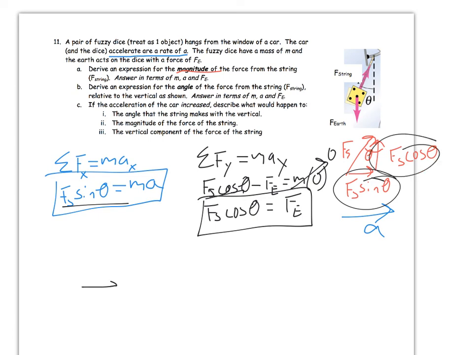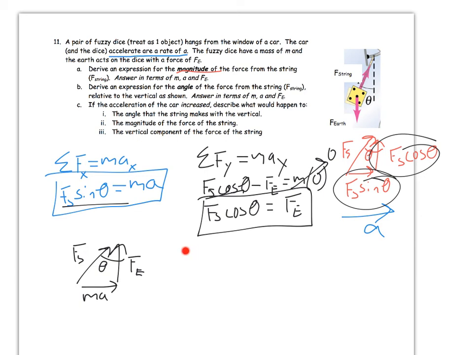So if I'm thinking about my force of the string, I can say that this x component is simply ma, and this y component is simply Fe, because these really were expressions. Fs sine of theta is the x component in this situation because theta is that upper angle. Fs cosine of theta is the y component because it's equal to the force of the earth.